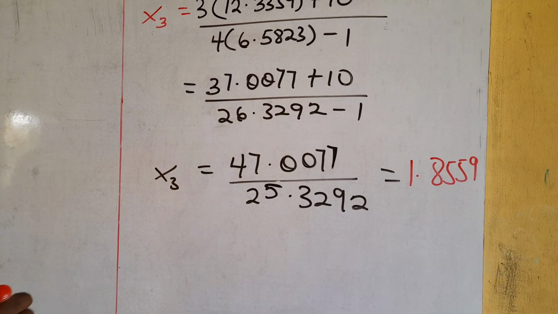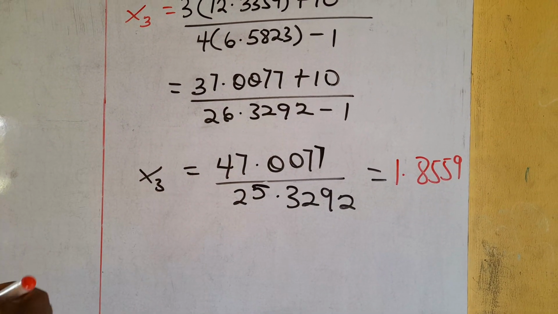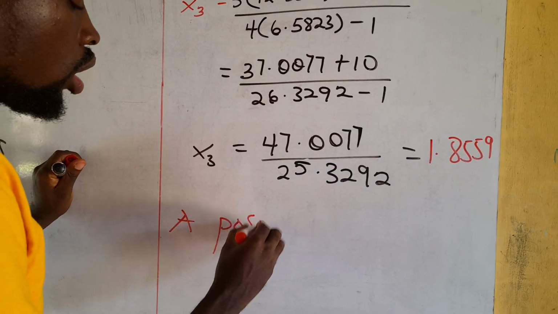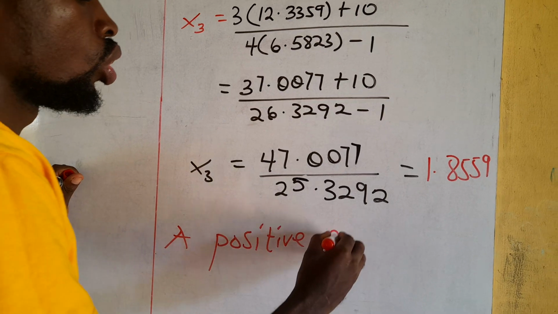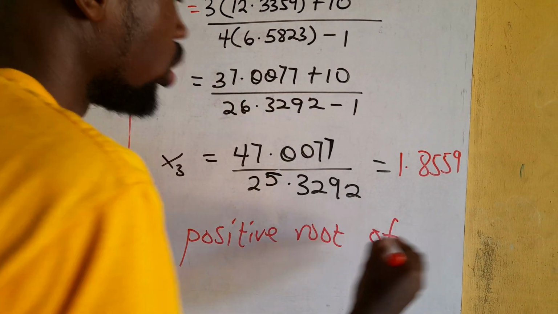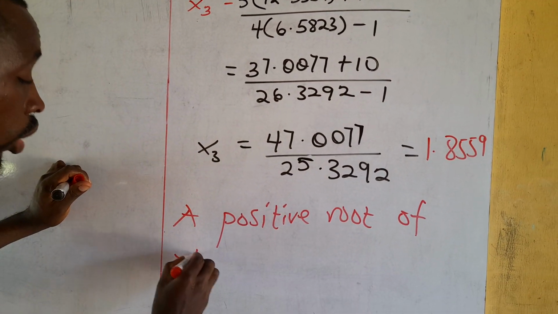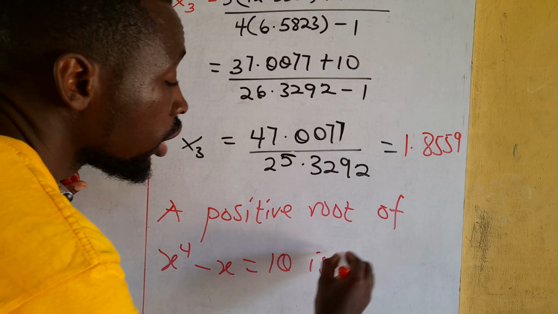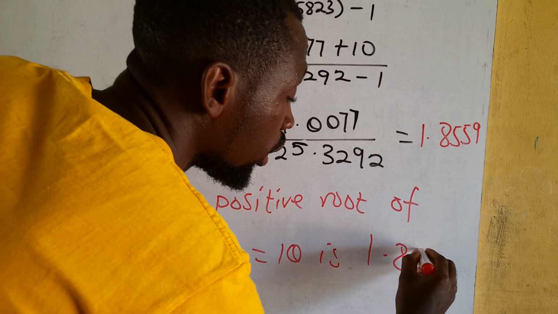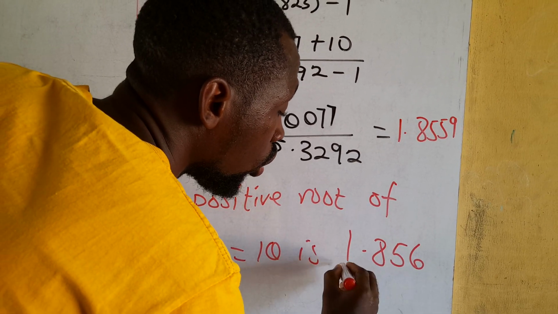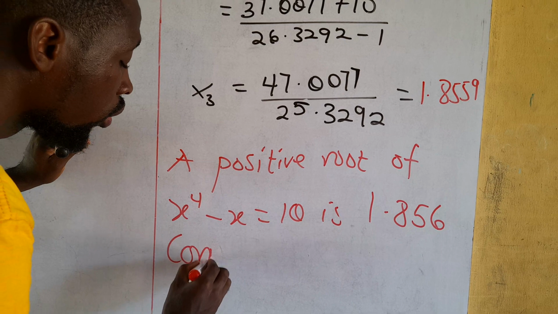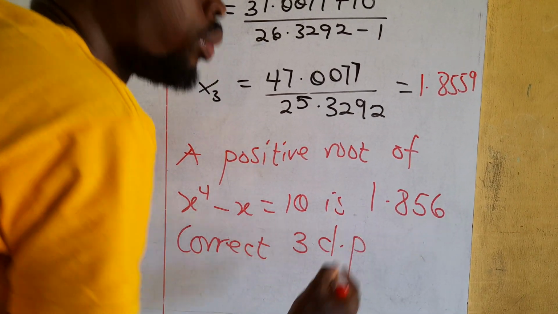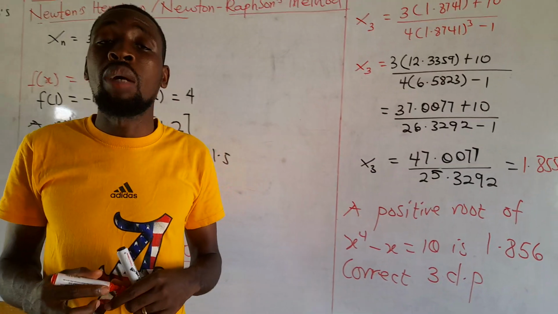So since the equation is correct to 3 decimal places, we can say a positive root of x exponent 4 minus x equal to 10 is 1.856, correct to 3 decimal places. I hope you get that. We'll solve one last application to this.